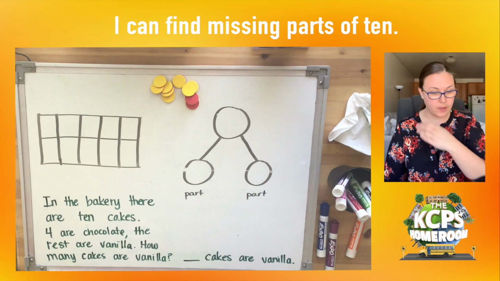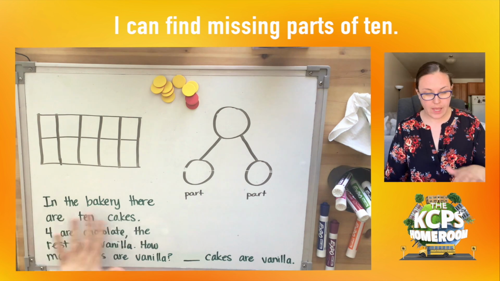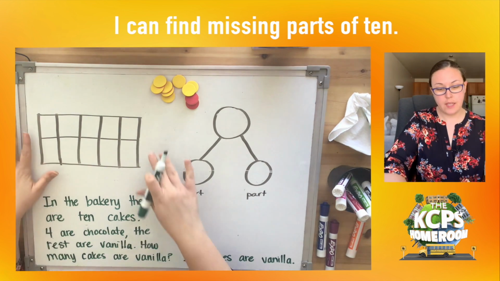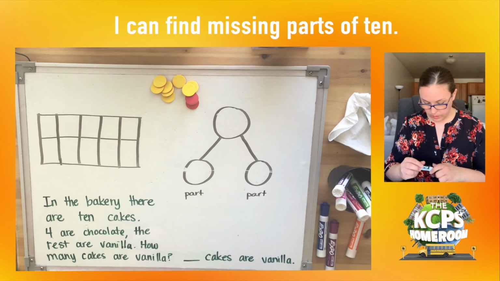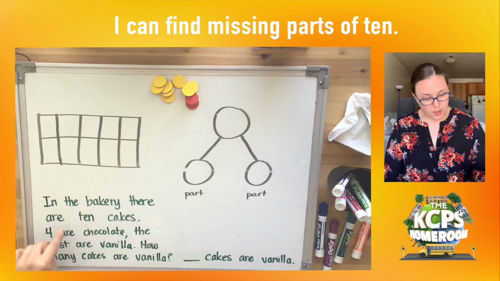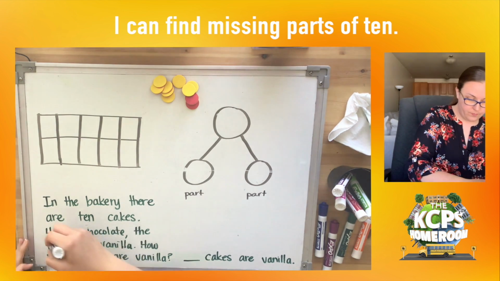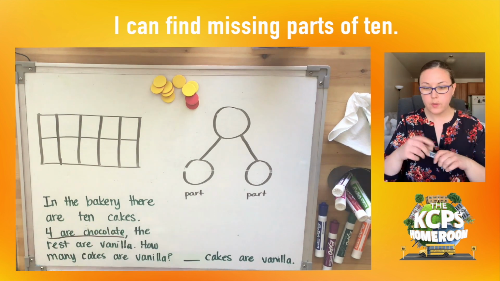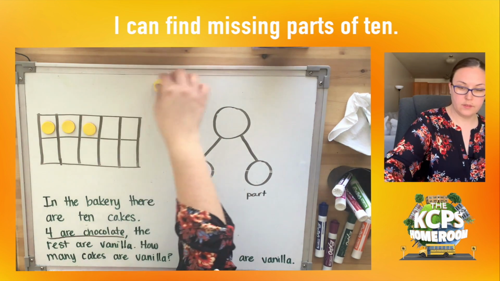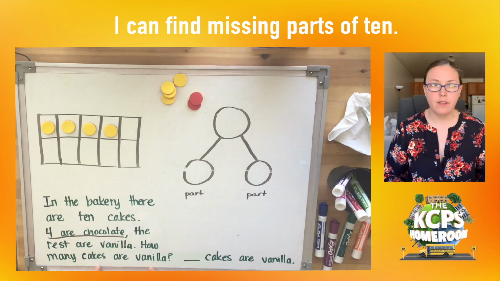So first, we're going to get started by modeling our problem in our 10 frame. So we know that the bakery has a total of 10 cakes. That makes something very easy. We also know that our 10 frame is full when it has 10. So we're going to look for a full 10 frame in order to talk about the missing part. So we know that of these 10 cakes, 4 are chocolate. I'm going to stop right there. 4 are chocolate. So I'm going to take my counters. Now I'm going to model 4 chocolate cakes in the bakery counter.